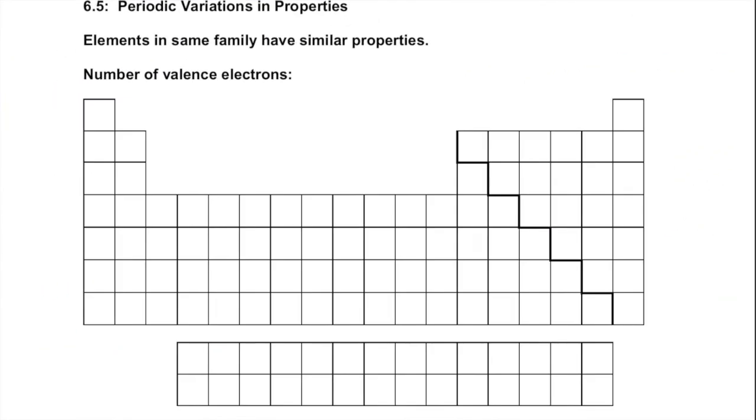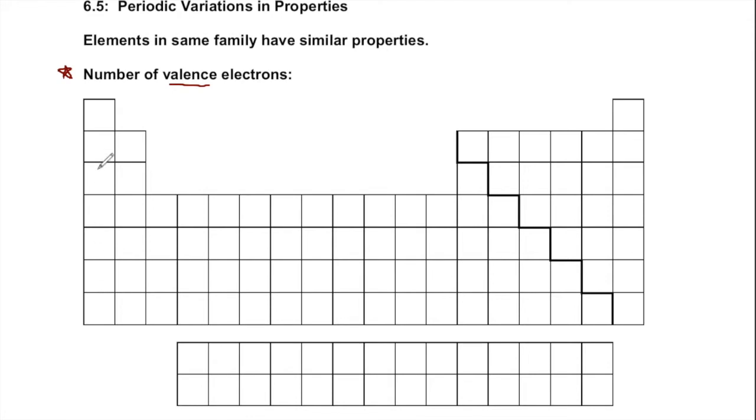Since the properties of elements are to a large part determined by their electron configurations, and since the periodic table is based on those electron configurations, we do see some predictable trends in the periodic table. The first one that we're going to talk about, a very important one, is the number of valence electrons. These are the electrons in the outermost shell, and so they are the ones that play the greatest role in the chemical properties of the elements.